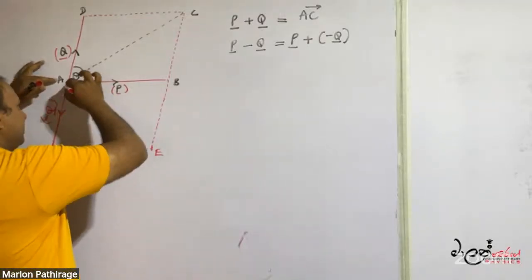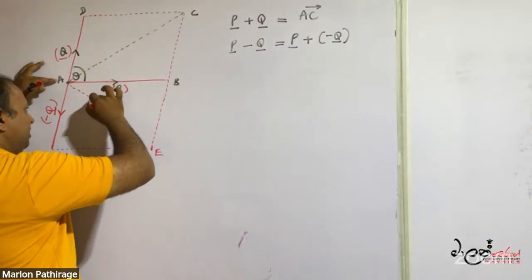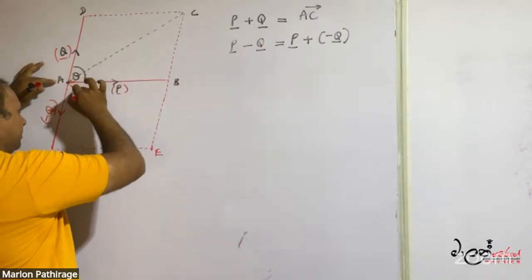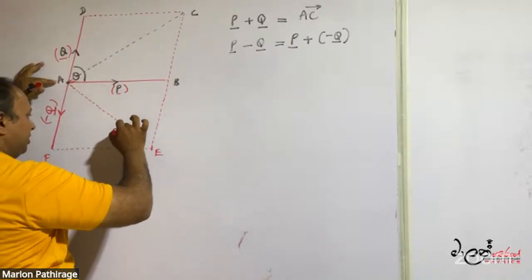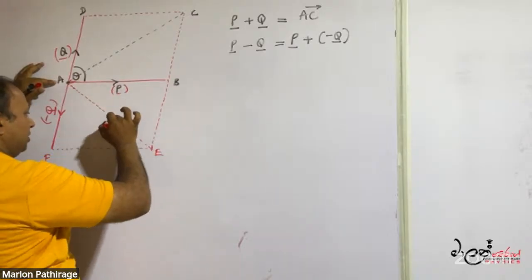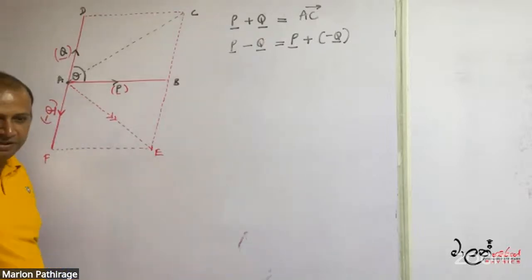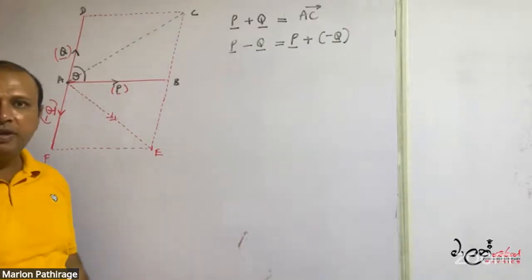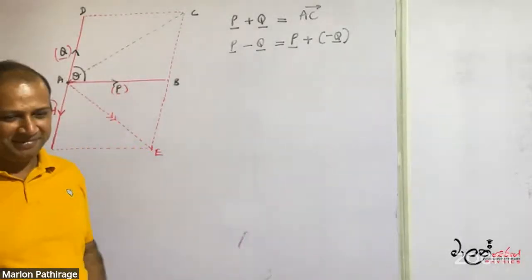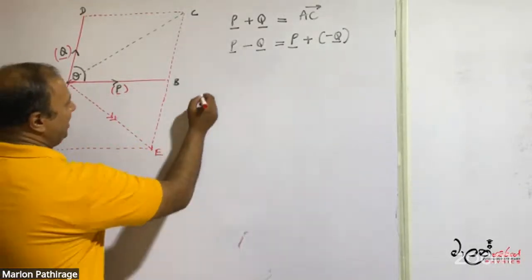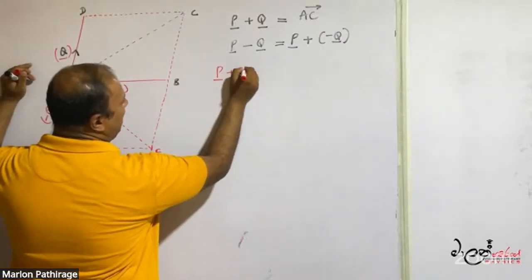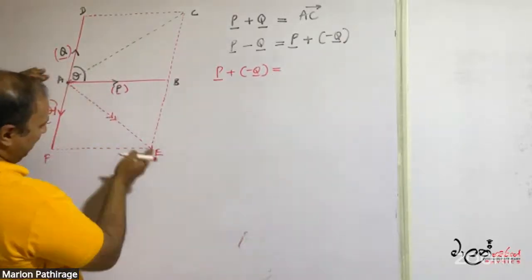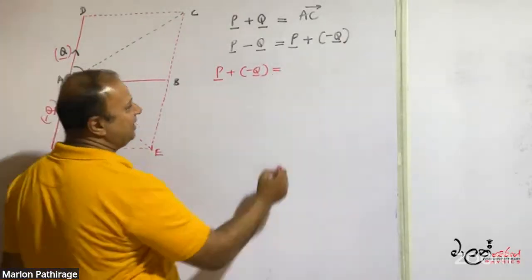Therefore, now it is very clear. This should be the resultant vector of P and minus Q. Therefore, P plus minus Q vector should be equal to the AE vector.